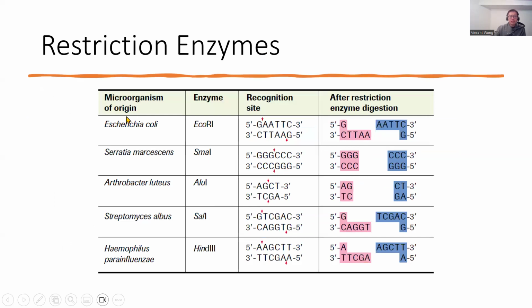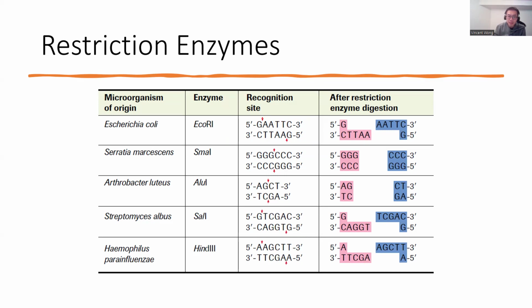For example, there's EcoRI. That is a restriction enzyme extracted from E. coli, and the recognition site is GAATTC. You read it backwards, it's also GAATTC. SmaI here recognizes GGGCCC, and so on and so forth. Each of them has a different recognition site. You don't have to memorize them. If a question requires you to know the recognition site, it will be provided in the question. You don't even have to print this out.